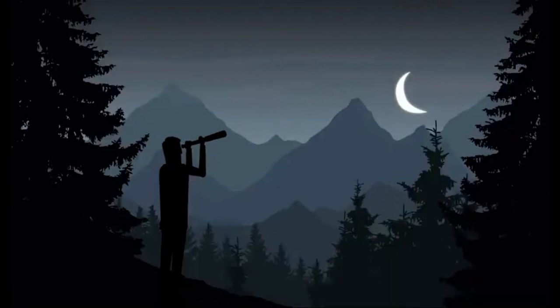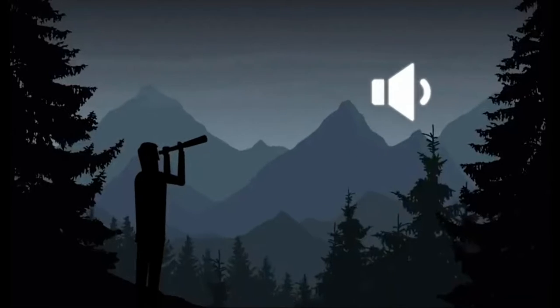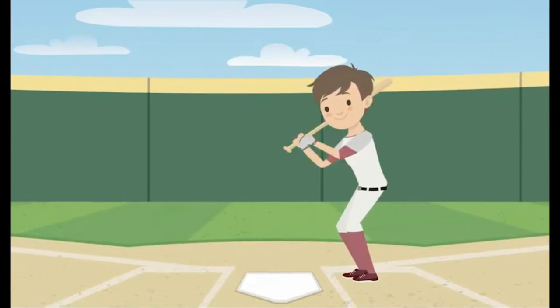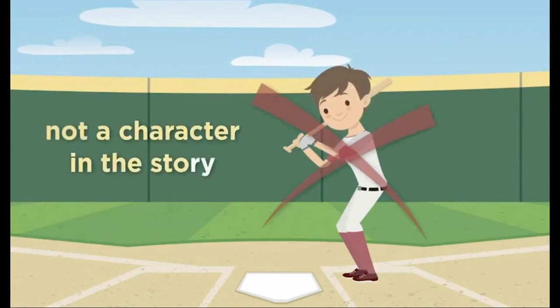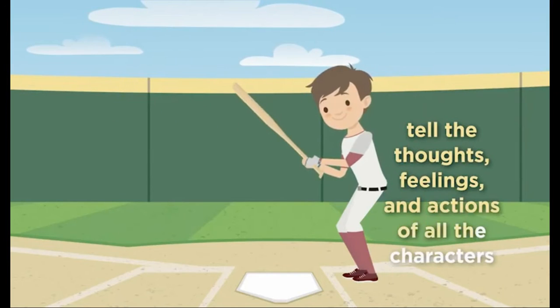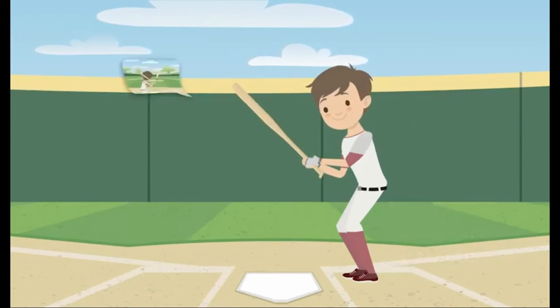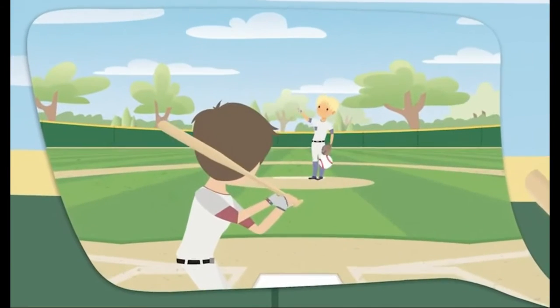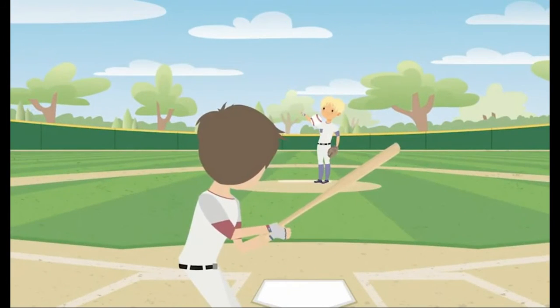The point of view of a piece of literature is the voice that is telling the story. Some stories are told by a narrator. A narrator is a speaker who is not a character in the story. A narrator can tell the thoughts, feelings, and actions of all the characters. Stories that do not have a narrator are told from the point of view of one of the characters. The reader only understands feelings and events occurring from that character's perspective.